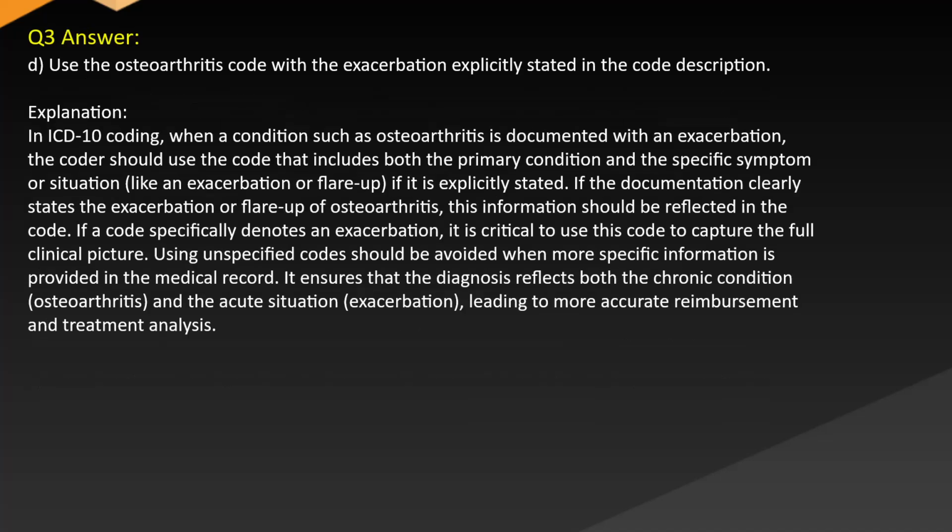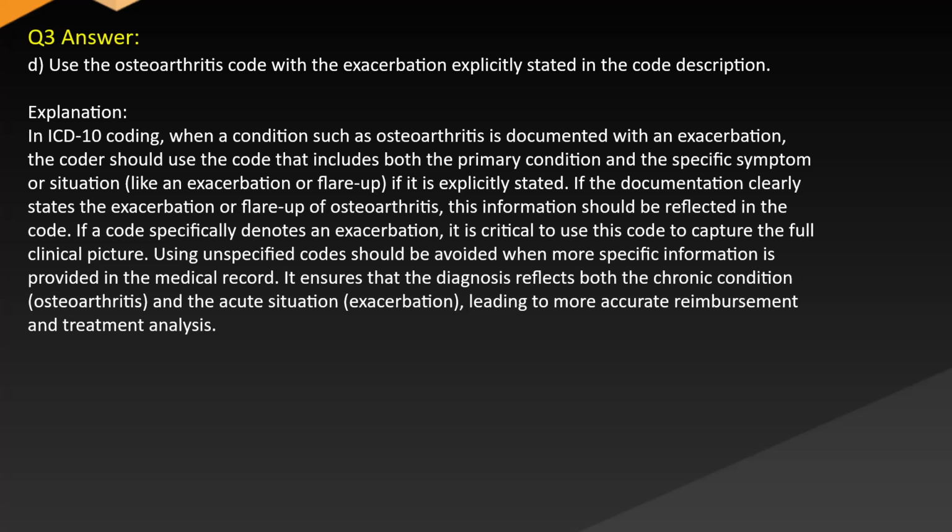Answer D. Use the osteoarthritis code with the exacerbation explicitly stated in the code description. Explanation: In ICD coding, when a condition such as osteoarthritis is documented with an exacerbation, the coder should use the code that includes both the primary condition and the specific symptom or situation, like an exacerbation or flare-up, if the documentation clearly states the exacerbation or flare-up. For osteoarthritis, this information should be reflected in the code.